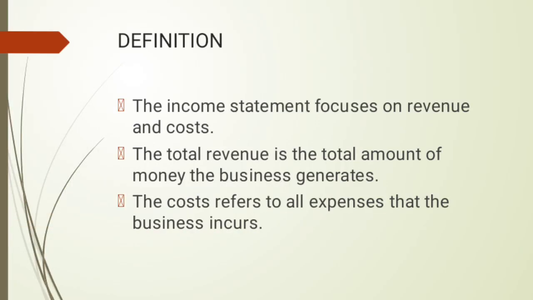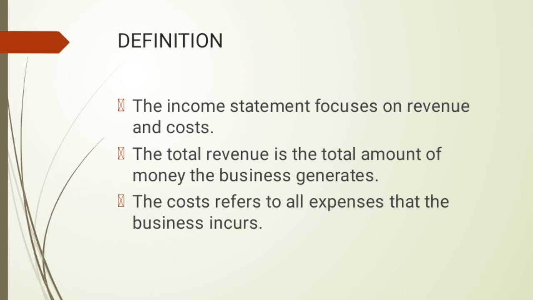So what is an income statement? An income statement records the revenue, that's the total amount that the business makes from its activities. Then the cost, the amount that is spent. Then last but not least, it records the profit. So the revenue, the total amount.